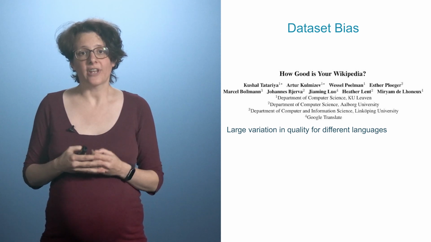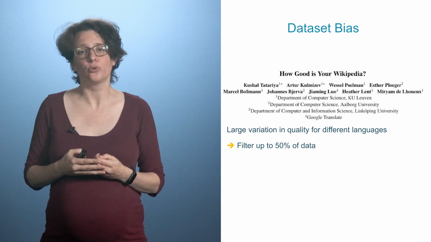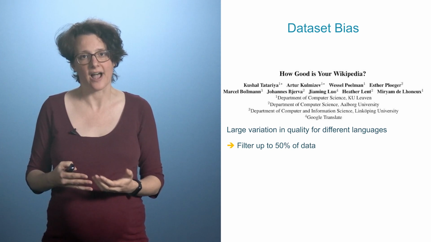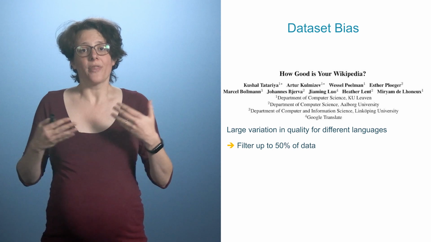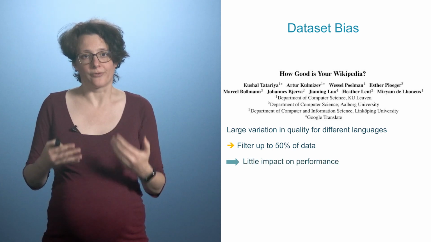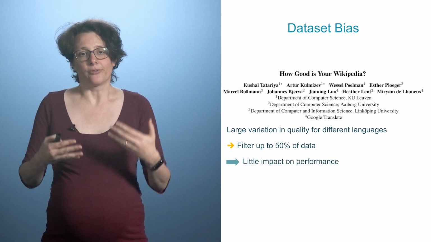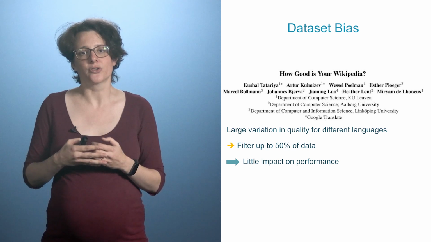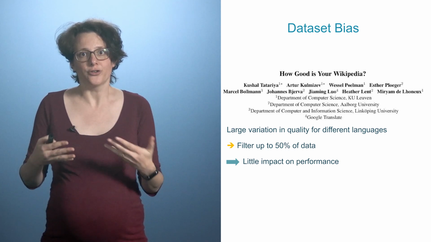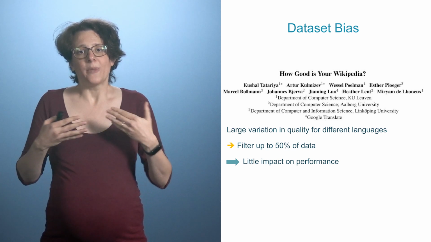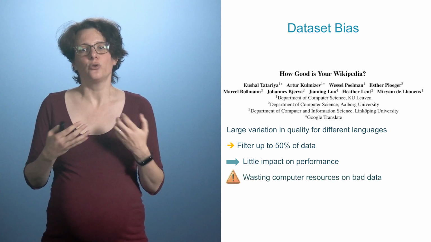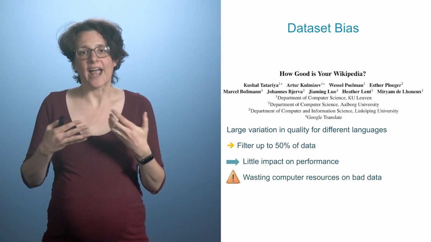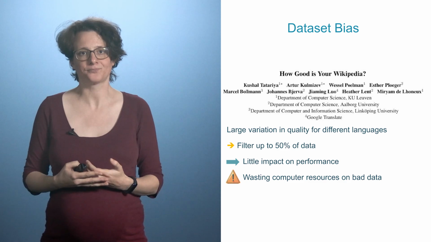And we found that we can actually filter up to 50% of the data of a specific Wikipedia for a specific language with very little impact on performance. The performance of NLP models was not hurt by this filtering, meaning that we were wasting computing resources using data that is not actually helpful to the model.